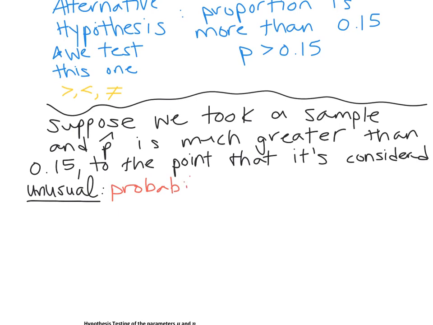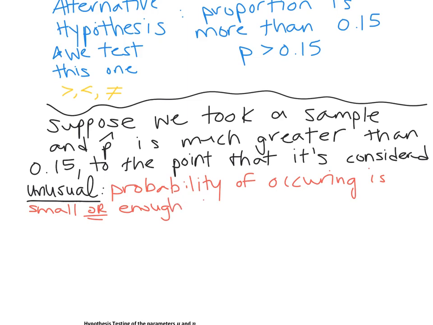Probability of occurring is small. Or we can say the same thing as we are far away from the mean. So we're enough standard deviations away from the mean. So we have two different ways now of determining if something's unusual.